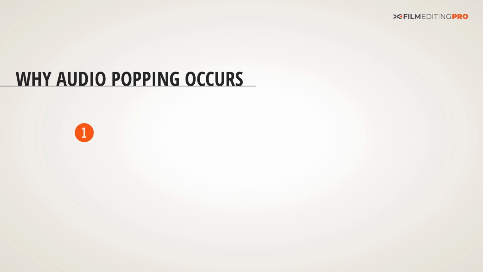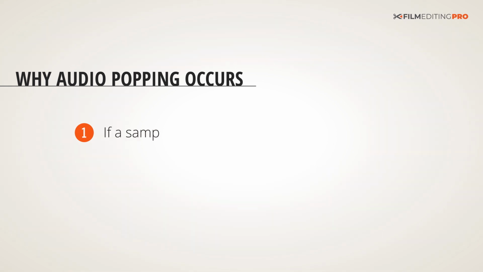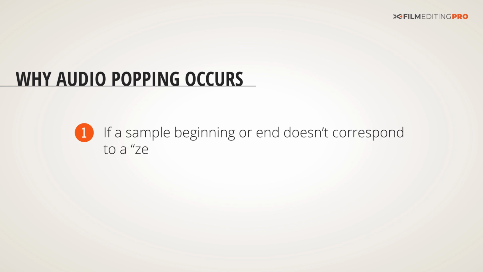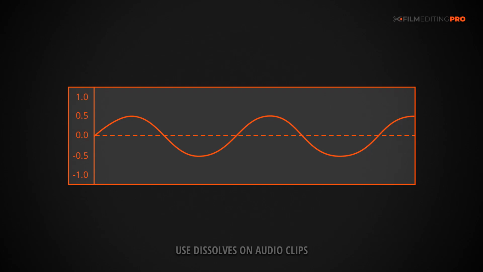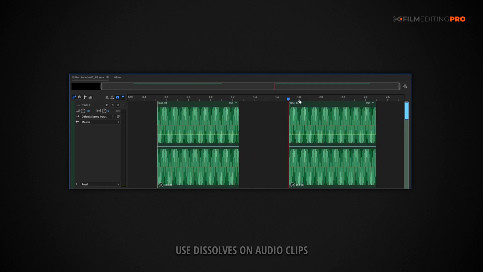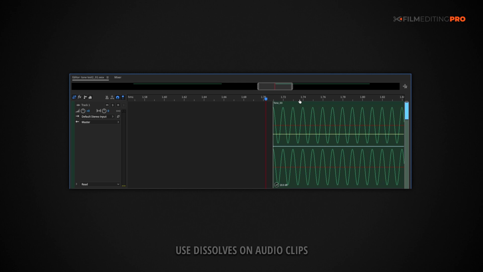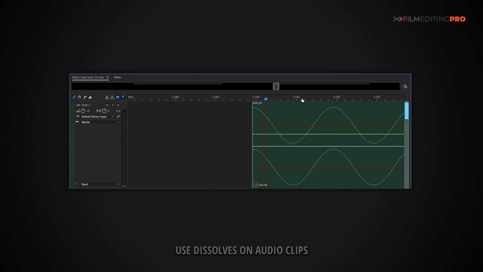first place. First, audio clips are comprised of samples that form the shape of a wave. If a sample beginning or end doesn't correspond to a zero crossing, this can cause pops or click sounds when playing the audio file. The zero crossing is a horizontal line in a waveform where the waveform has an amplitude of 0 dB. We've used tone in our example because it's easier to illustrate the concept with a simple, single-frequency sine wave. Your mileage will vary depending on the nature of the audio that you're working with, whether it's music, narration, or sound effects. But the concept is still the same.